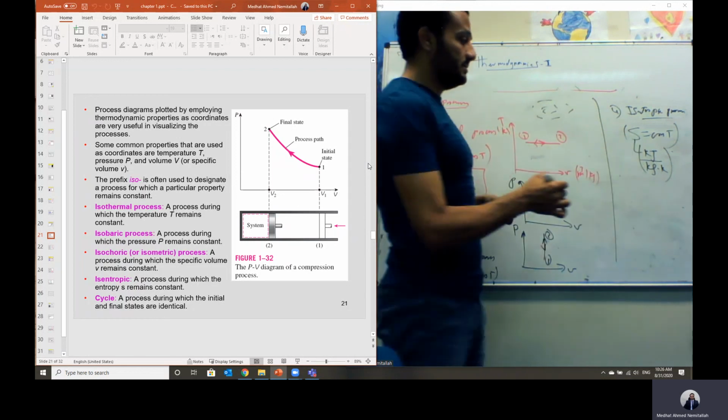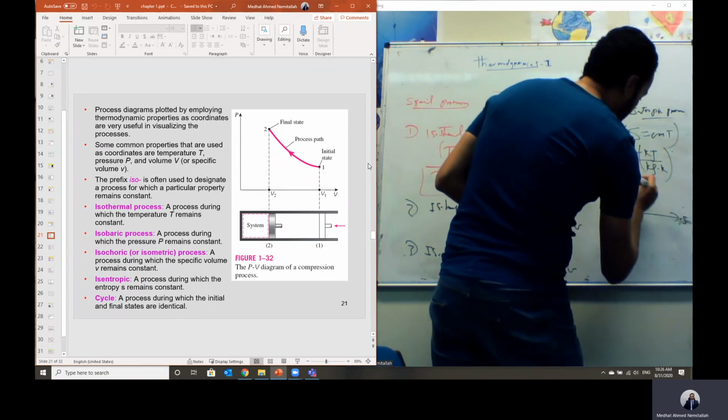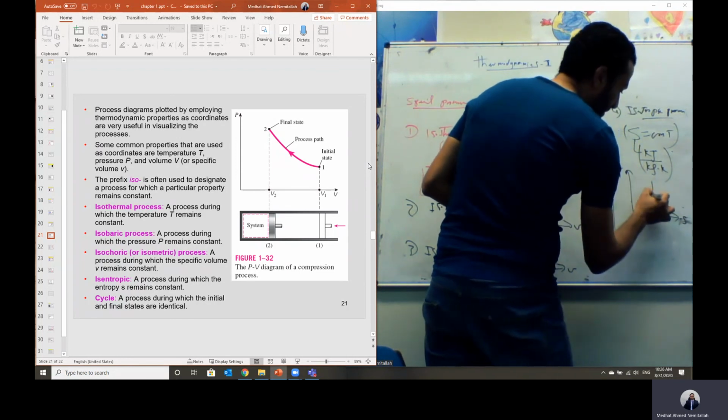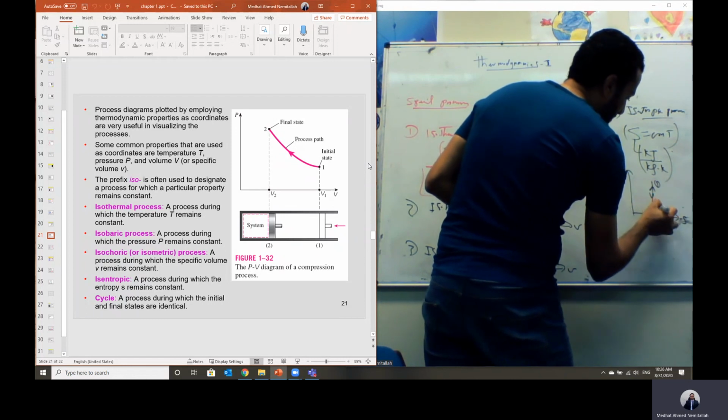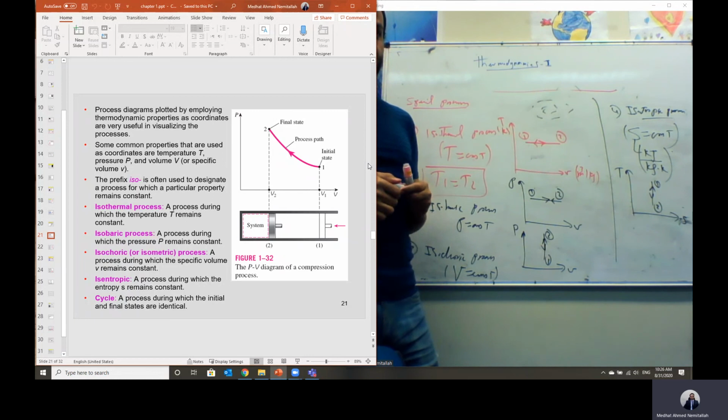If the entropy is constant, then we can represent it on the temperature-entropy diagram. Entropy is constant, so it will be a vertical line from state 1 to 2 or from 2 to 1.